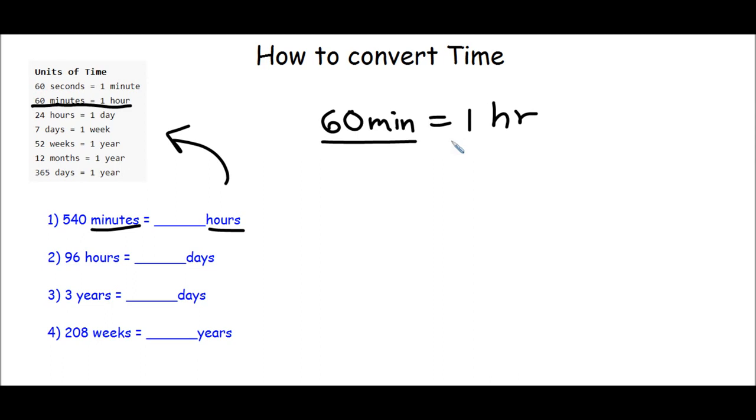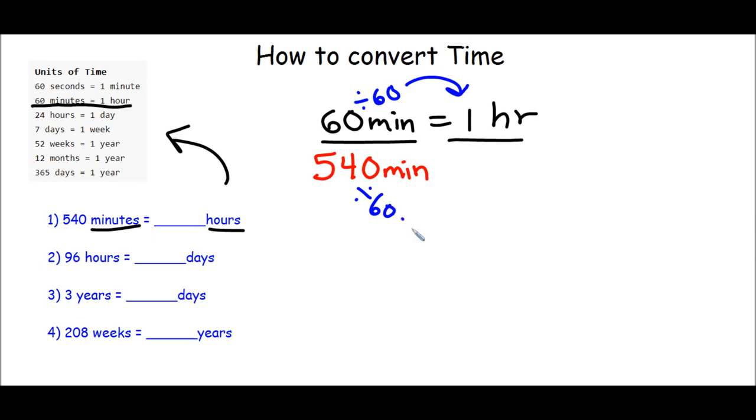I'm going to draw a line under that, and I'm going to plug in what I know from the problem. Well, I know that in the problem we have 540 minutes. So I'm going to write down 540 under here because those are my minutes. And now I'm just going to ask myself, what happened to the 60 to turn into a 1? Well, I know that any number divided by itself is going to give me 1. And what I do to the top, I'm going to do to the bottom. So that means 540 divided by 60 will give me how many hours there are.